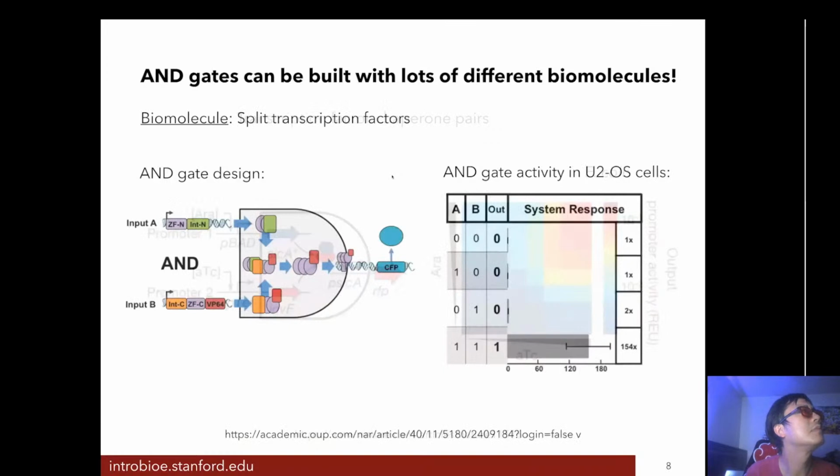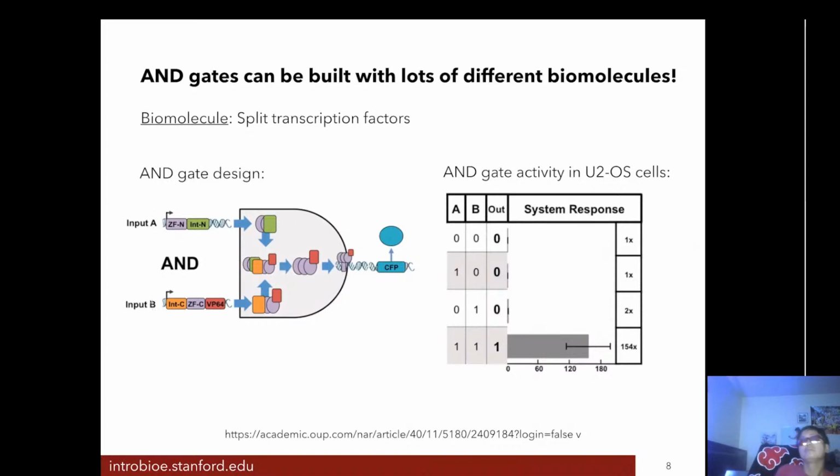It's not the only way to build an AND gate. You can actually take one transcription factor and split it in 2 and drive expression of 1/2 of the transcription factor with one input promoter and the other half with another input promoter. So only when you get expression from promoter A and promoter B do you get both halves of the transcription factor being made. Once both halves are made, they can bind together and activate an output promoter. In this case, it's driving expression of a different fluorescent protein called cyan fluorescent protein. These are just different colors of fluorescent protein.